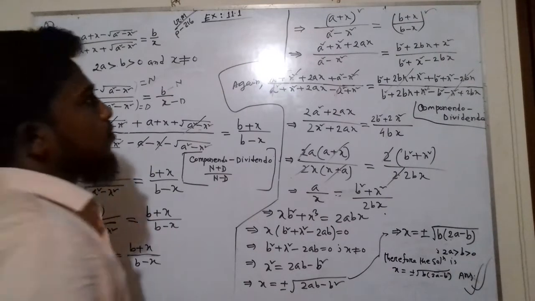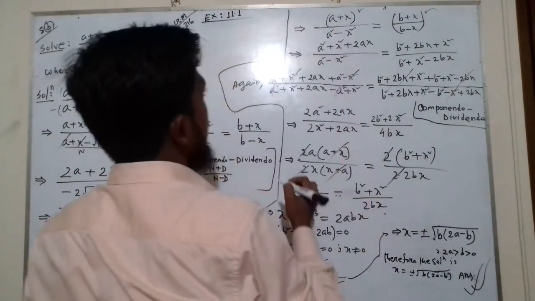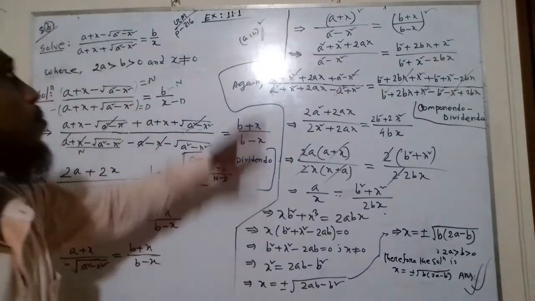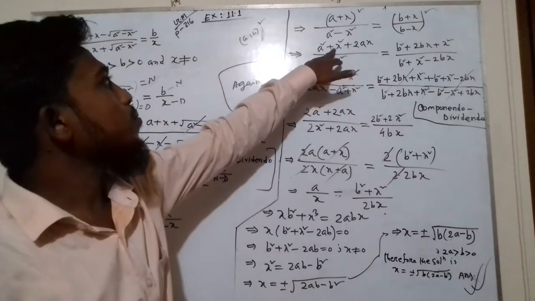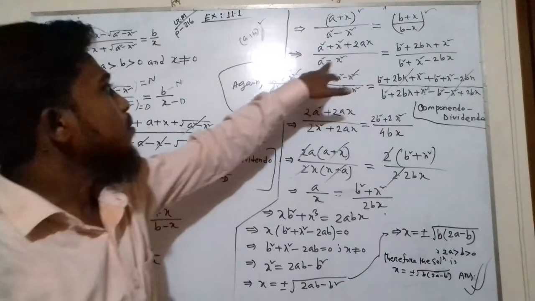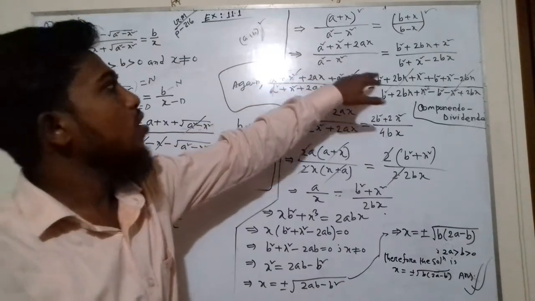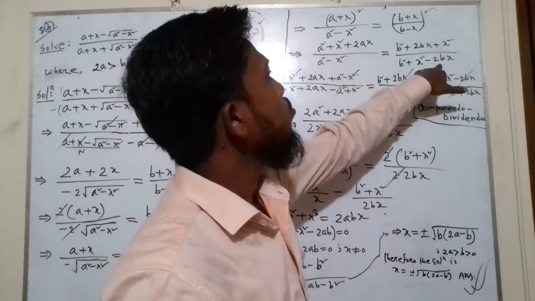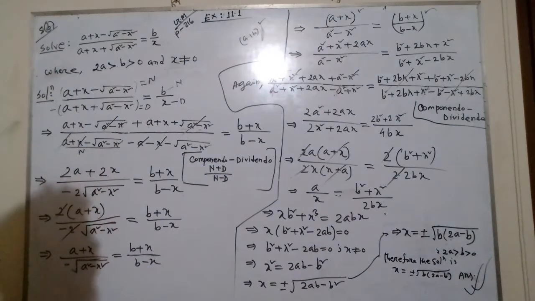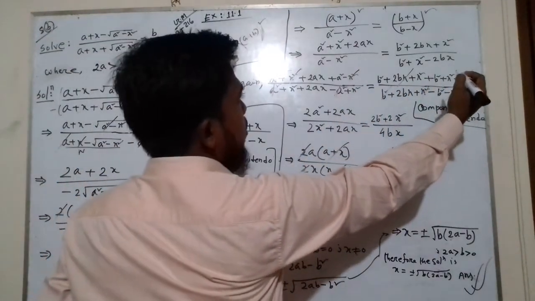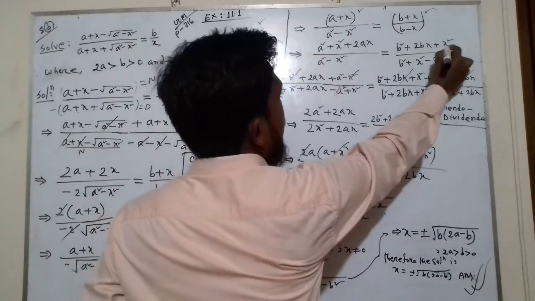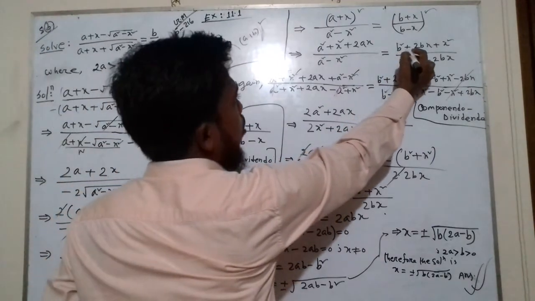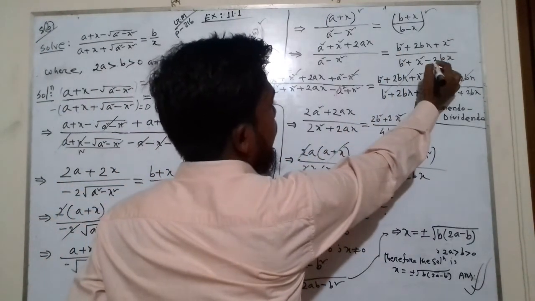Okay. Here a plus x, that means a plus b whole square, the formula of a plus b whole square. So we can write a square plus x square plus 2ax divided by a square minus x square equal to b square plus 2bx plus x square divided by b square plus x square minus 2bx. Here look, on the right side of this equation, b square plus 2bx plus x square divided by b square plus x square minus 2bx, the same terms but opposite signs, plus 2bx and minus 2bx.